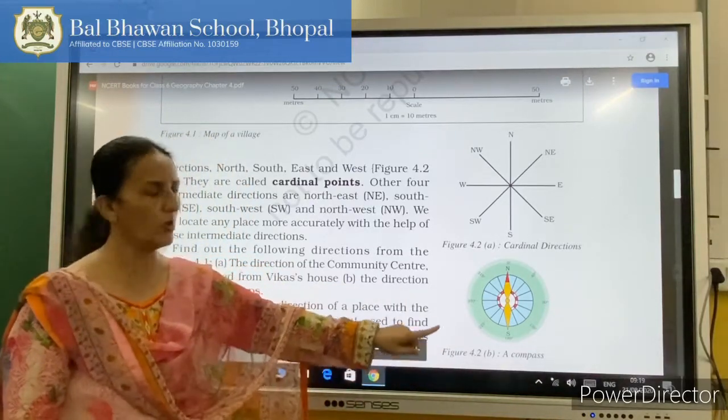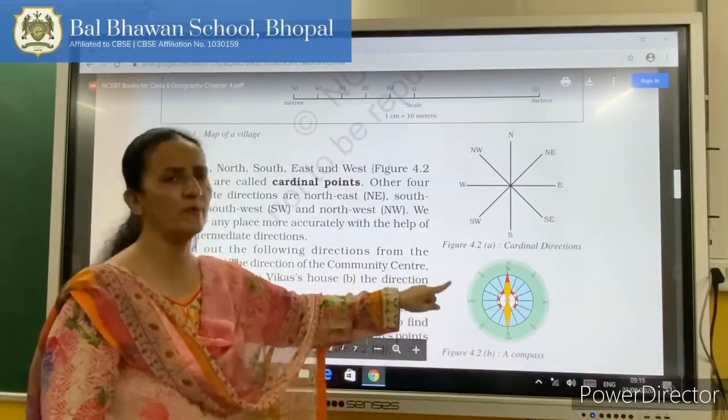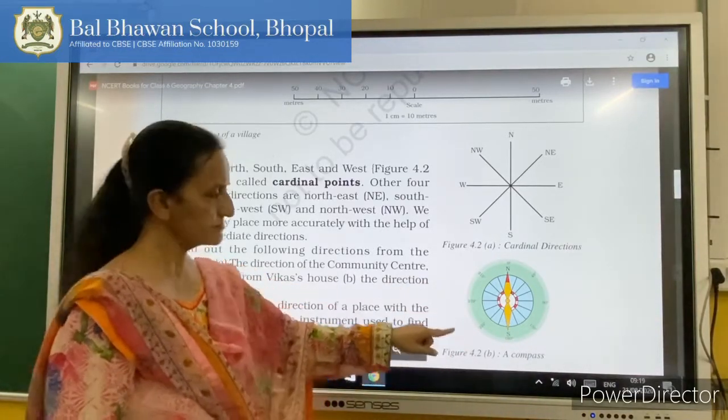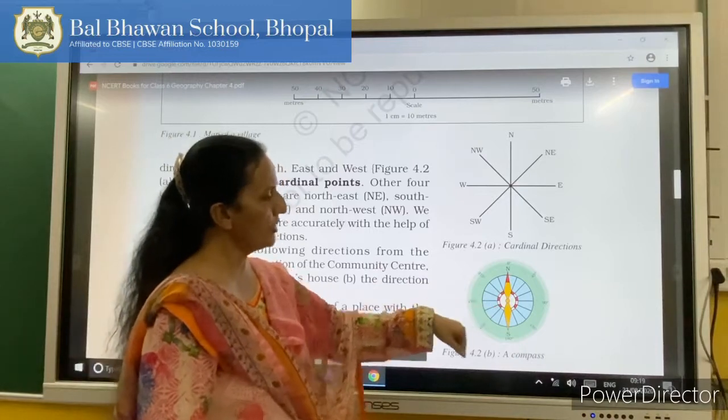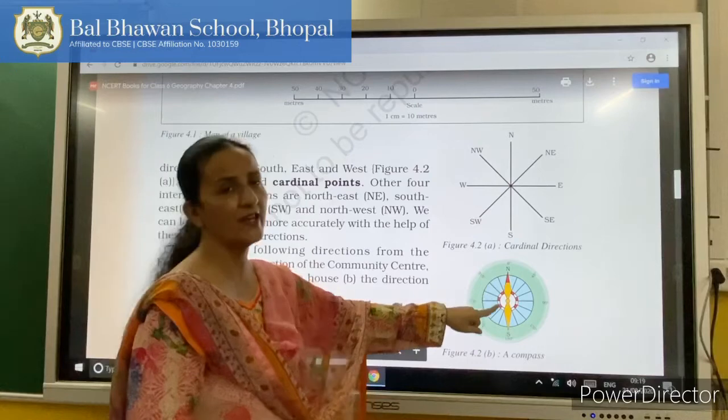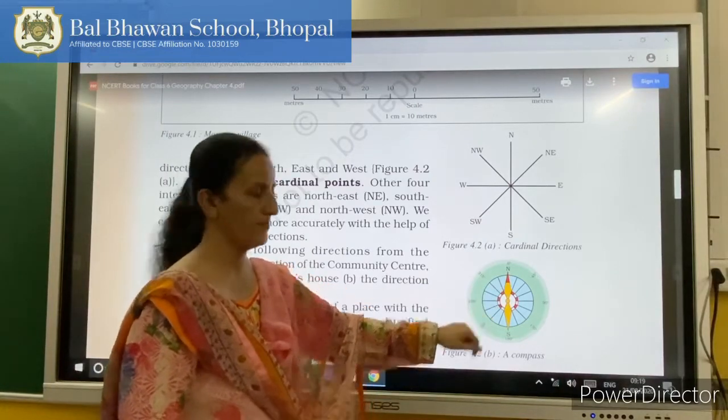And I hope you all are familiar with this compass and you must have seen it a number of times. It is used to find direction. And the most important thing about a compass is that the needle of the compass always rests at north.